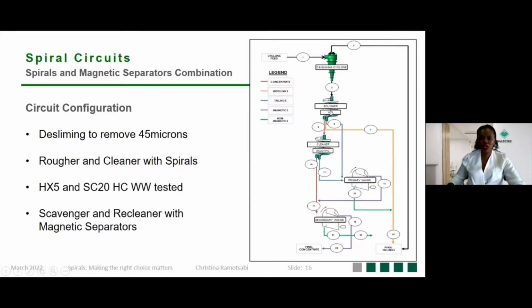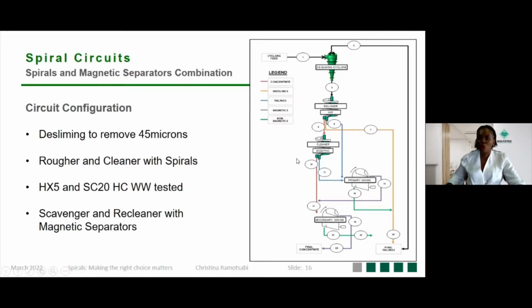2 stages were utilized for the spirals, a rougher and a cleaner. For the rougher, the HX5 was again utilized. Like I've indicated, this was a complex ore with a high concentration of silica. In this particular case, the SC20 high capacity with wash water was tested to try and clean out the coarse silicate. For the scavenger, the WIMS was utilized. The WIMS was utilized for the scavenger, as well as the recleaner.